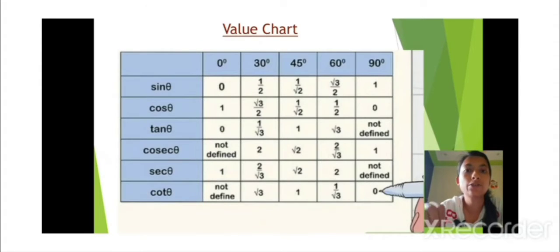Now, this is the value chart, which is very important to learn. For 0 to 90 degree, we have to learn values for sine, cos, tan, cosec, sec and cot. Like for sine 0 degree, the value will be 0. For 30, it's half. For 45, it's 1 upon root 2, or you can also write it root 2 upon 2. Here we rationalize it. For sine 60, it is root 3 by 2, and for sine 90, it's 1. So you can learn this chart.